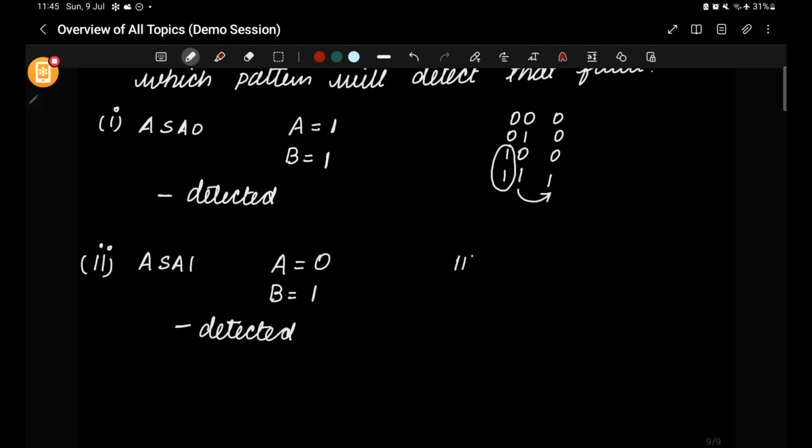Next, we will consider B stuck at 0. So assume a fault. The tool will apply the opposite value, and in the A net it will write a value so as to propagate the value which is there in B to the observation point. So A value will be 1. So the 1 1 pattern is there. Hence this fault also gets detected.